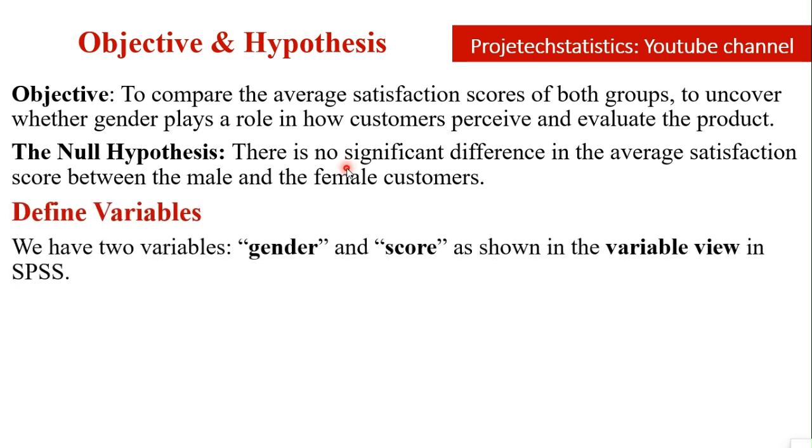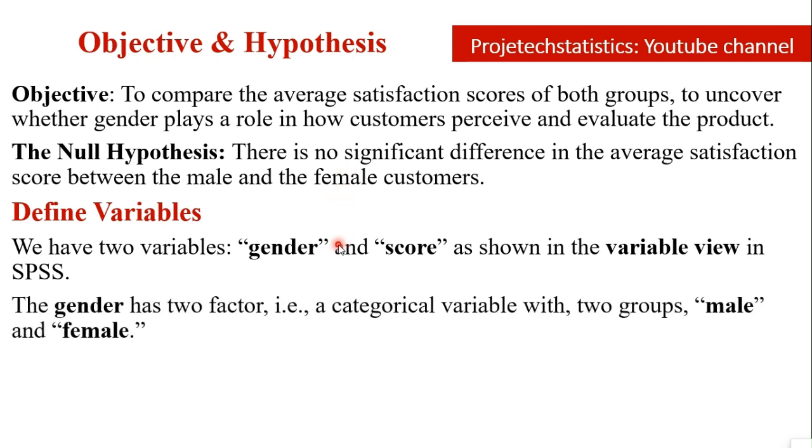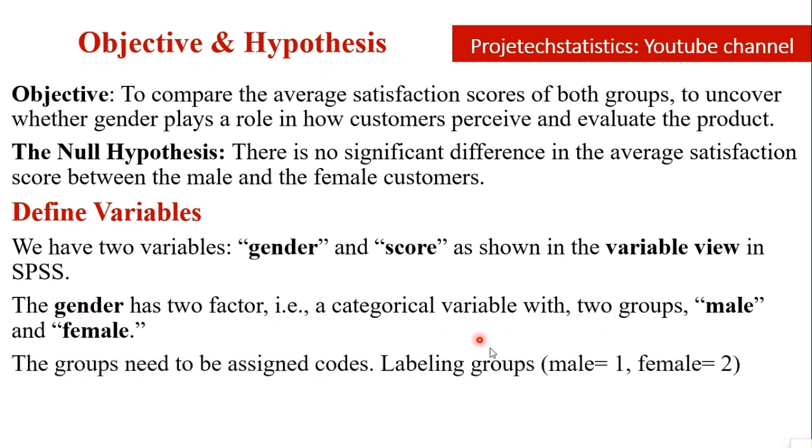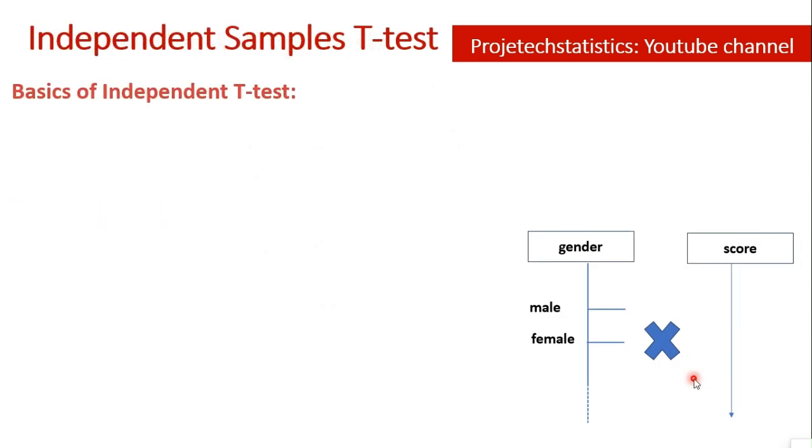And the variables involved, we're going to define. We have gender and we have score in the variable view. I've already told you that gender has two categories. We use 1 to represent the male and 2 to represent the female.